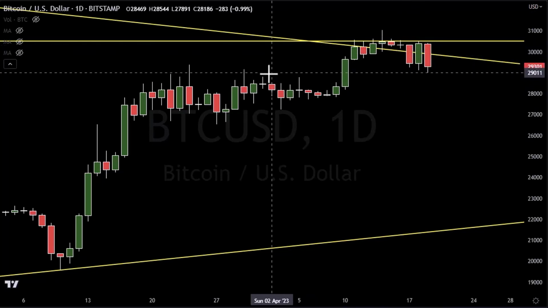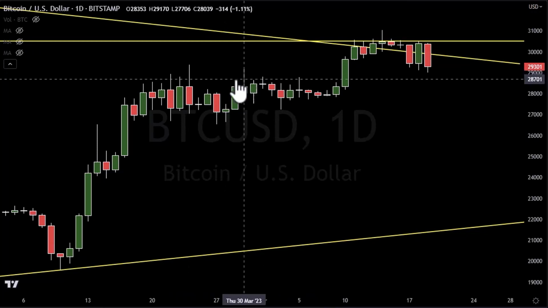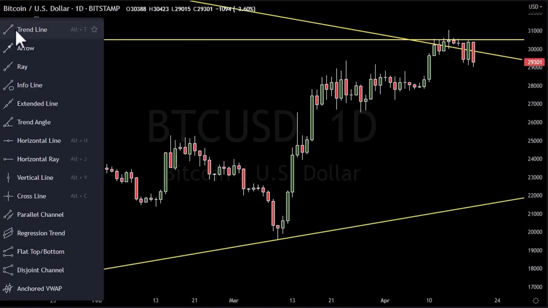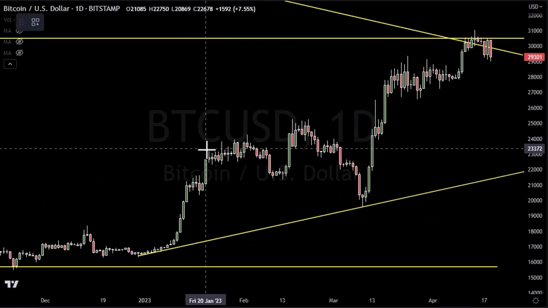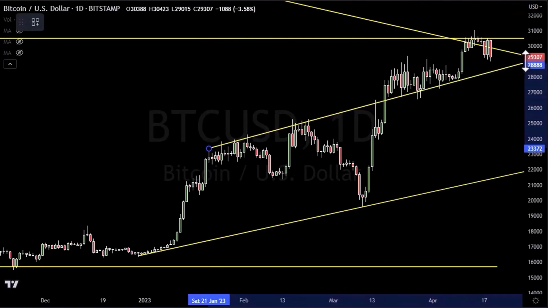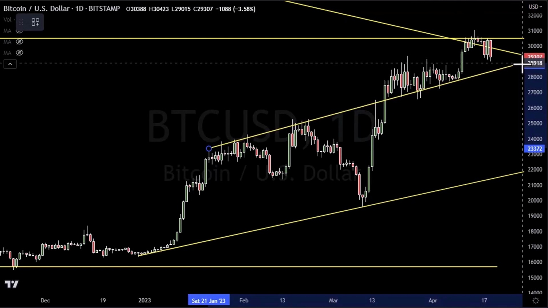Another thing to keep in mind is we're getting closer and closer to this little area of support here. Now, there's a new trend line I want to introduce to you guys. And this is the beauty of trading and analyzing charts, sometimes you discover new trend lines. And this, to me, is a very, very important one.